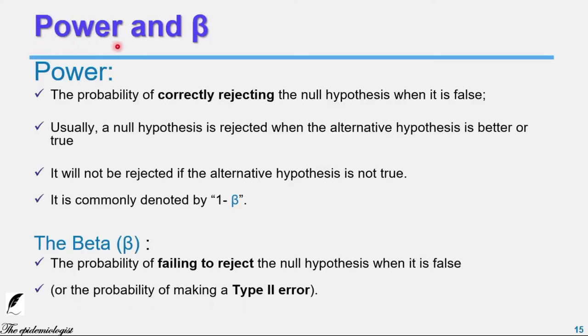What is the role of power and beta in sample size determination? Power is the probability of correctly rejecting the null hypothesis when false. Usually, a null hypothesis is rejected when the alternative hypothesis is better or truer, and will not be rejected if the alternative hypothesis is not true. It is commonly denoted by 1 minus beta. On the contrary, the beta is the probability of failing to reject the null hypothesis when it is false, or it is the probability of making a type 2 error.